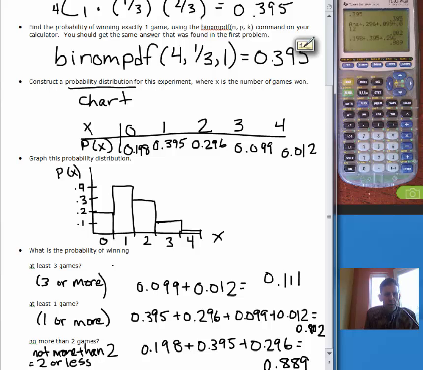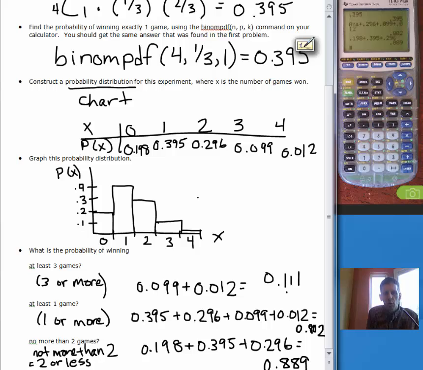So the probability of winning at least 3 games is equal to 0.111. Winning at least 1 game is what you get when you add the 4 probabilities in the chart for 1, 2, 3, and 4. They add up to about 0.802. And winning not more than 2 games, so not 3 and 4, but everything else, is a probability of winning 0, 1, or 2 games. We add those together and we get 0.889.